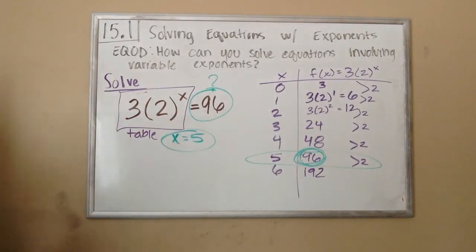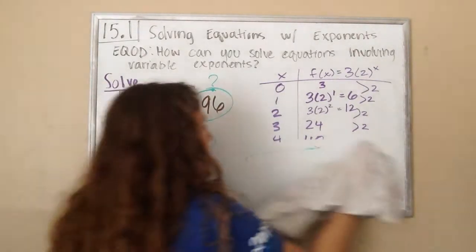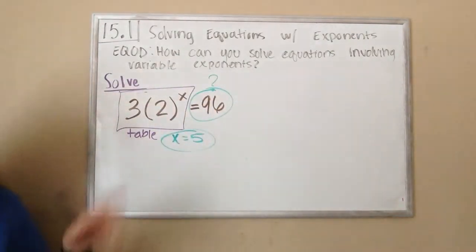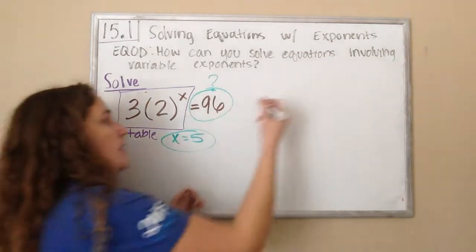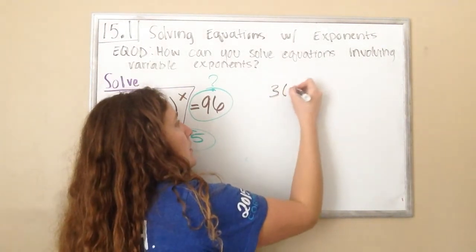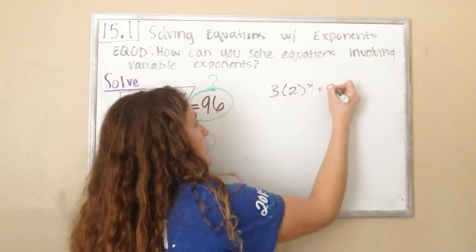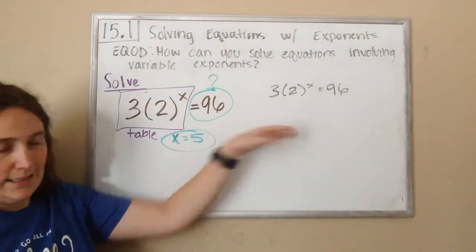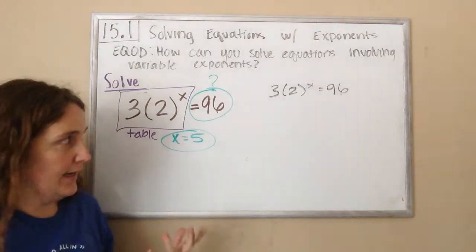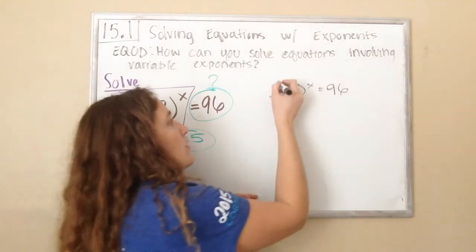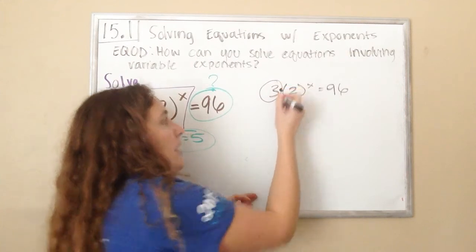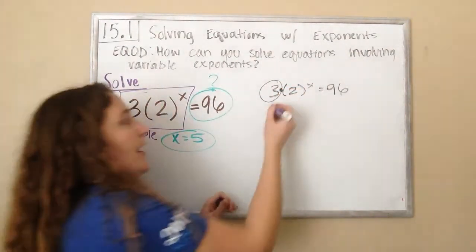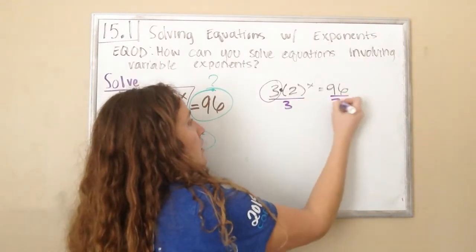Okay, but without looking at the table, let's do something algebraically. Let's solve this equation algebraically. So 3 times 2 to the x equals 96. To solve this, we always need to isolate the term that has the x in it. This 3 out in front is just being multiplied right now, so in order to do inverse operations on that, we could just divide both sides by 3.